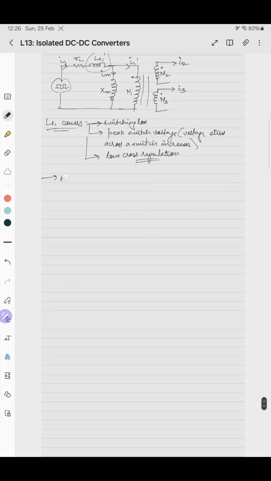So it is called a high frequency transformer used in a DC-DC converter.